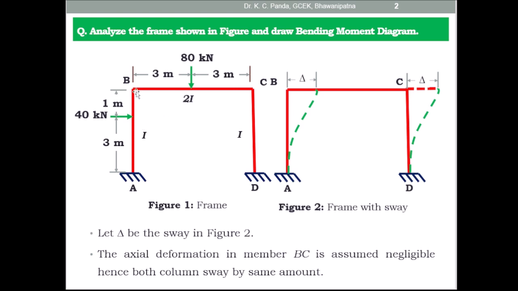The length of AB is given 4 meter and BC is given 6 meter and CD is given 4 meter, and the moment of inertia of AB is given I and BC is given 2I, CD is given I. Let delta be the sway in the figure 2. So this is the figure 2 and this is the sway that takes place, delta amount, due to the horizontal loading.